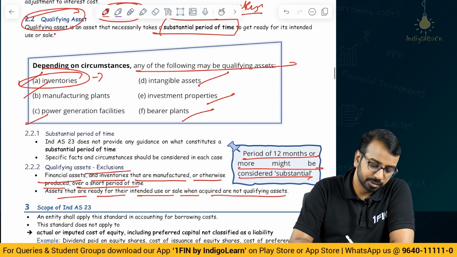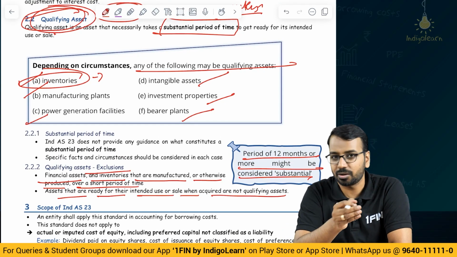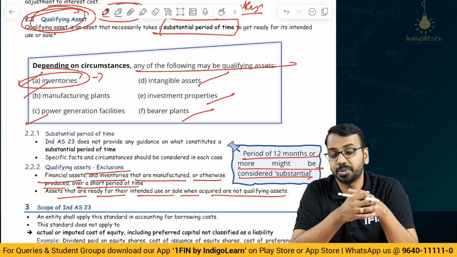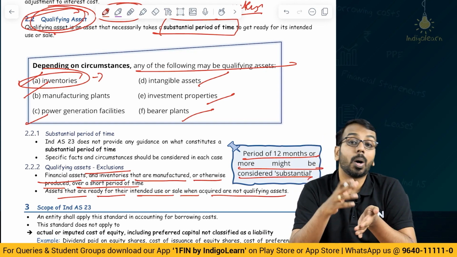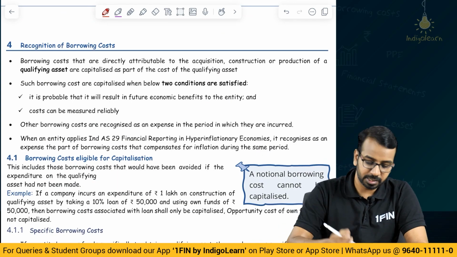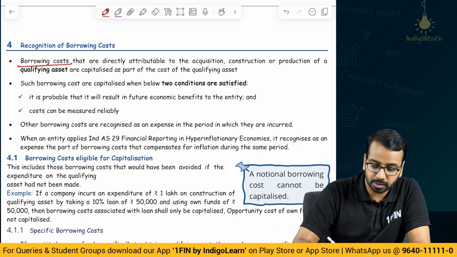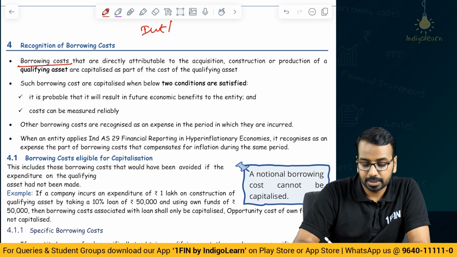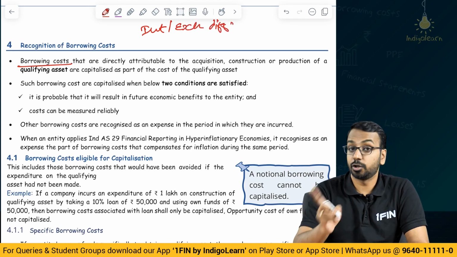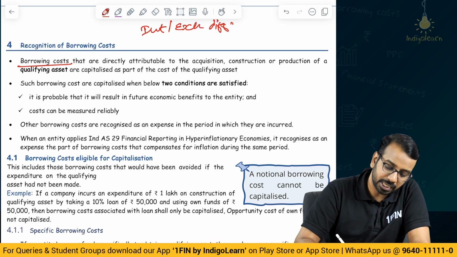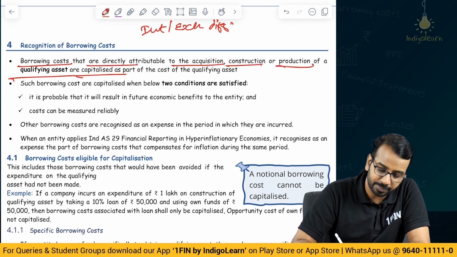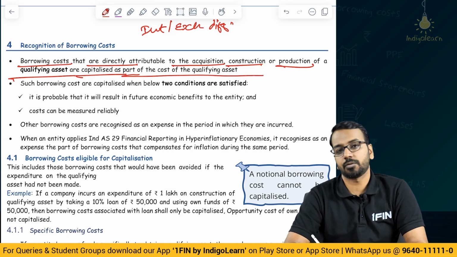So here the question generally will tell you which is a qualifying asset, or you have to apply your mind. If I am buying a truck, that truck is not a qualifying asset because the truck is ready to use, or it will be ready to use in a short period of time, right? Now, the core principle of this standard is borrowing cost. Borrowing cost here means your interest expense, including your exchange differences, which are considered to be borrowing cost. Those which are directly attributable to the acquisition, construction, or production of a qualifying asset are capitalized as a part of the cost of the qualifying asset.